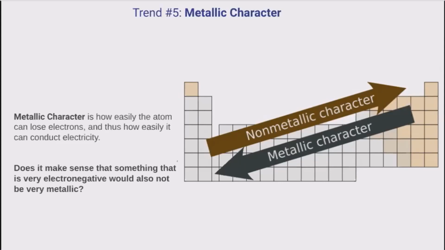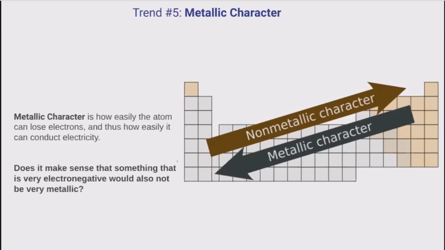So metallic character goes in the opposite direction of electronegativity, because the more electronegative something is, the more non-metallic it is. If something isn't very electronegative, it'll probably be more metallic, especially if you look at this chart. So metallic character increases in the same direction as atomic radius. And non-metallic character is the opposite, right? So it will increase with how electronegative it is.